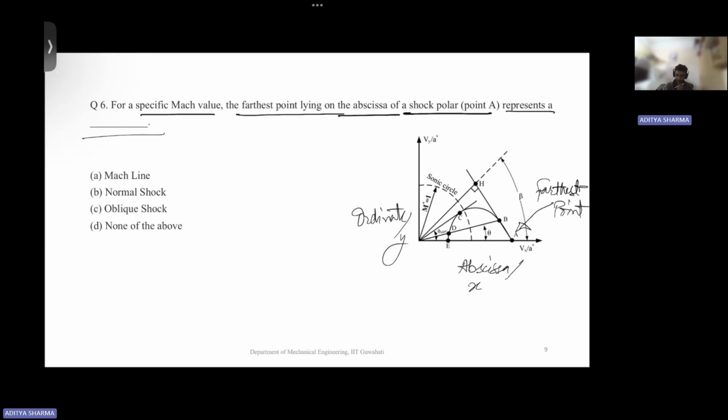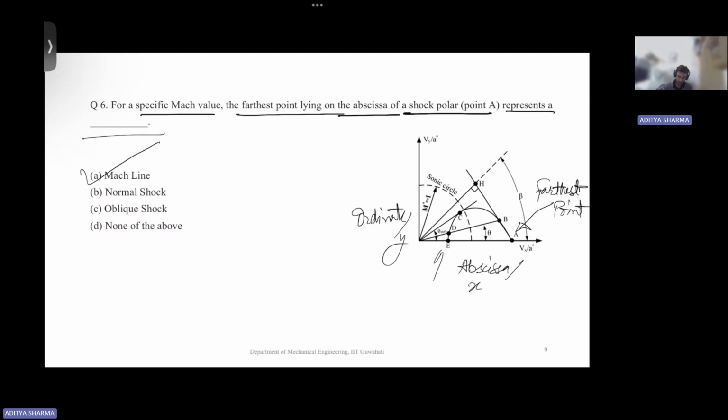So in one of the previous questions, we were talking about the sonic circle, and the solutions within the sonic circle are strong solutions of oblique shock, and outside are the weak solutions, right? And the weakest solution in your oblique shock is your Mach wave. And the farthest point is A. So this corresponds to your Mach line. Okay. So option number A, this is the correct answer to your question.